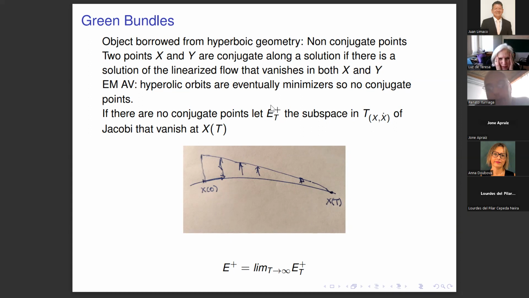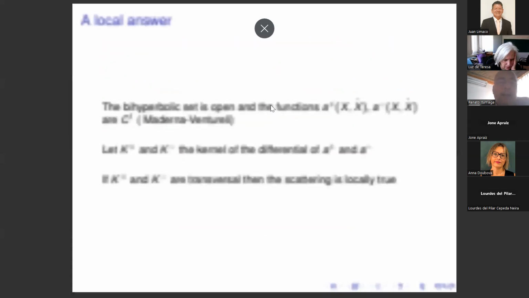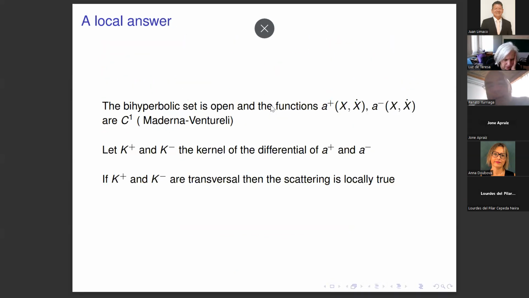So what A plus is saying, at least as a first order approximation, is the solutions that will go to infinity to a point very near the orbit that you are looking at. And K plus is also saying something with that kind of flavor. K plus is the kernel of the differential of this function. So it is in the directions that this A plus doesn't change.